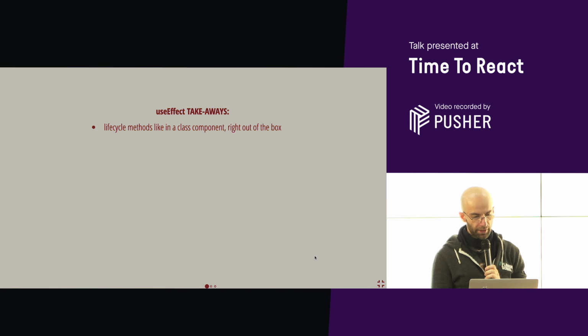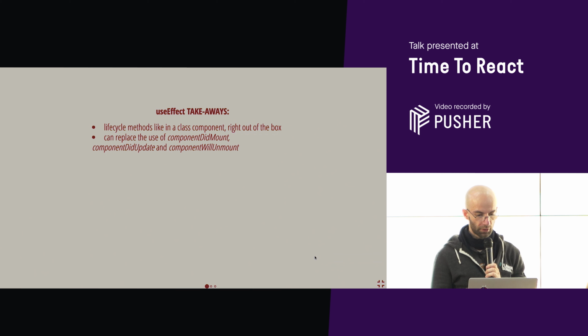Takeaways. We can get lifecycle methods of a class component right out of the box, which is nice. More specifically, we can replace componentDidMount, componentDidUpdate, and componentWillUnmount. The last one is triggered when you return something inside useEffect.